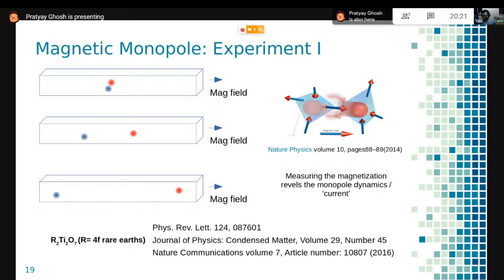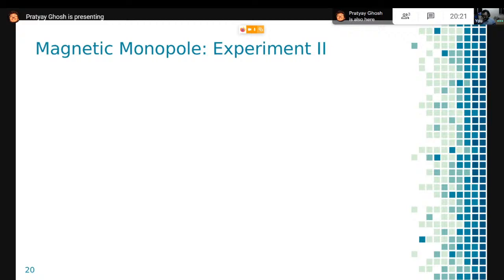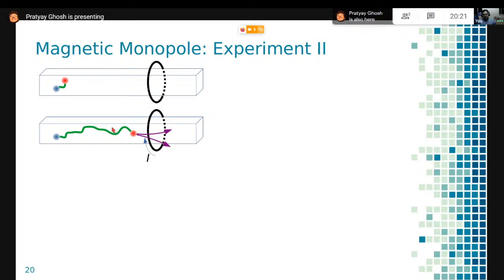And the second experiment is somewhat more interesting, and this one would be one of the most prominent proofs of monopole. So this experiment says that if you have a system where you have monopoles, and you put a coil here, and as one of the monopoles is traveling, and I'm not applying a field or something, this monopole is just traveling, and when it comes somewhere near the coil, then this would generate a current in the coil.